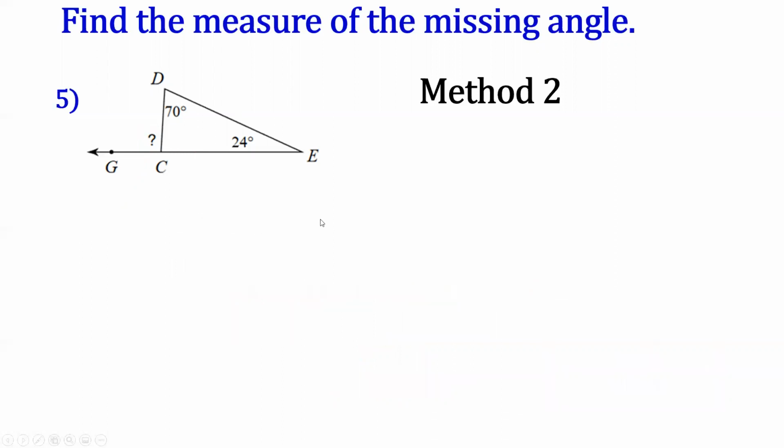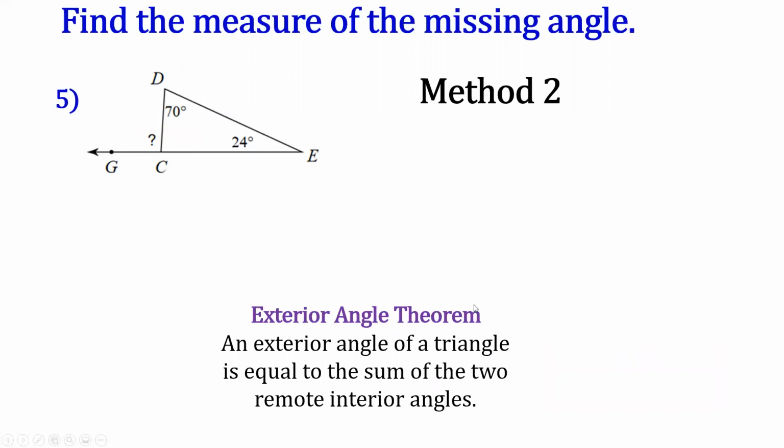Now let's look at method 2. For method 2, you have to use what we call the exterior angle theorem, which is very cryptic if you read it the first time without understanding the vocab. So it says an exterior angle of a triangle is equal to the sum of the two remote interior angles. So for some of us, we're like, huh, what does that mean? Let's break that down through the picture.